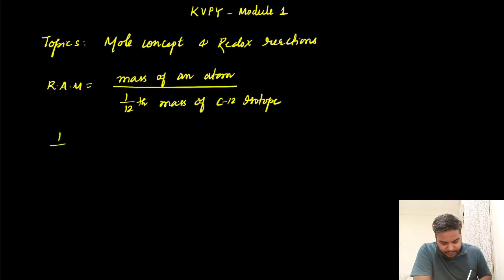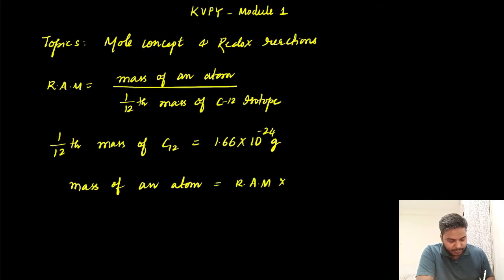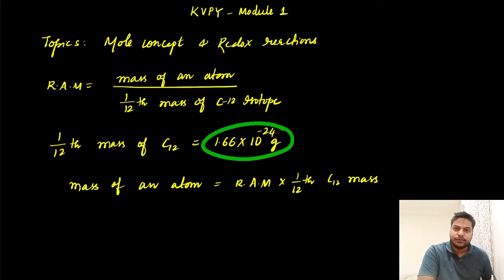Second thing, that 1 by 12th mass of carbon 12 isotope is equivalent to 1.66 into 10 raised to power of minus 24 grams. Okay, so based on this we will get the standard relative atomic masses of any element. So in fact from here I can say that the mass of an atom will be equal to its relative atomic mass multiplied by this 1 by 12th carbon 12 mass. Okay, and this is a very standard value, 1.66.